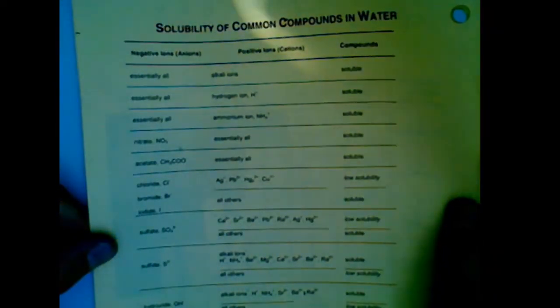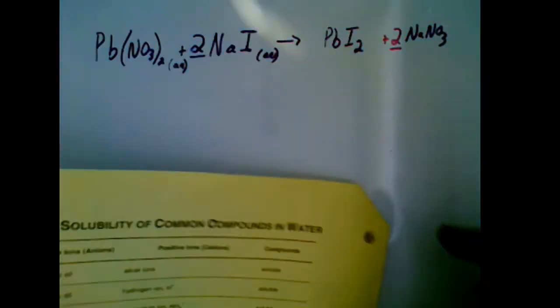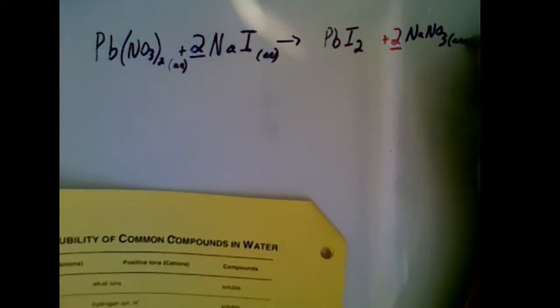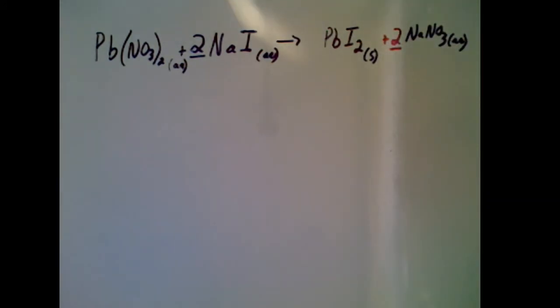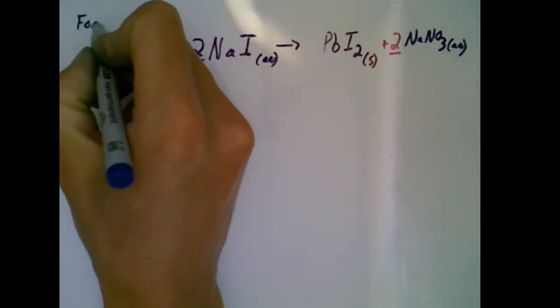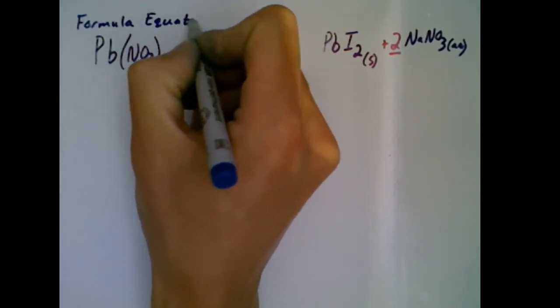You would check on your solubility table. You would find that anything with a nitrate is soluble, so sodium nitrate is going to be aqueous. Lead iodide: iodide combined with either silver, lead, mercury, or copper 1+ has low solubility, meaning that it should form a solid. So now that we know that, this representation of this reaction is what we would call the formula equation. It is just the standard way that we write out a chemical equation.